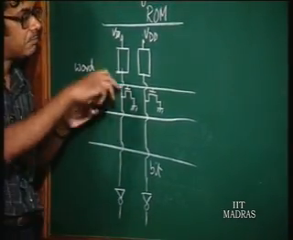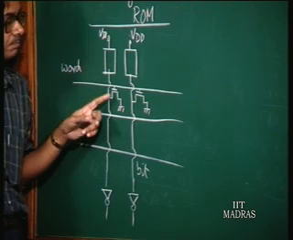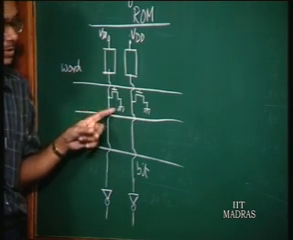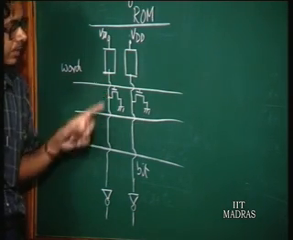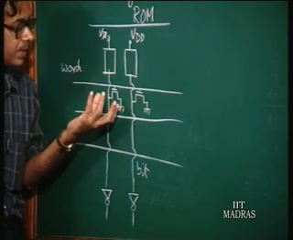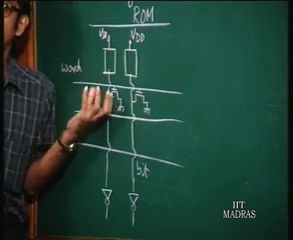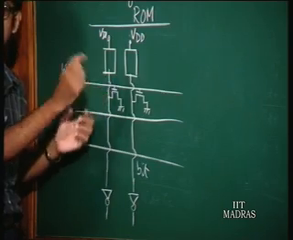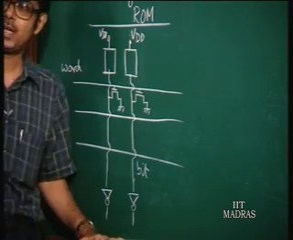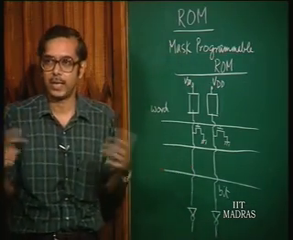So, depending on whether a transistor is connected here or not: if there is no transistor at this intersection, this bit line is going to remain high, and the output is going to be low. So, basically by connecting a transistor here or not, you have stored a 1 or 0 at this particular location. The location means the address corresponding to this particular intersection of the word line and the bit line. And once you have fabricated the chip, the programming is over. You cannot change it anymore.